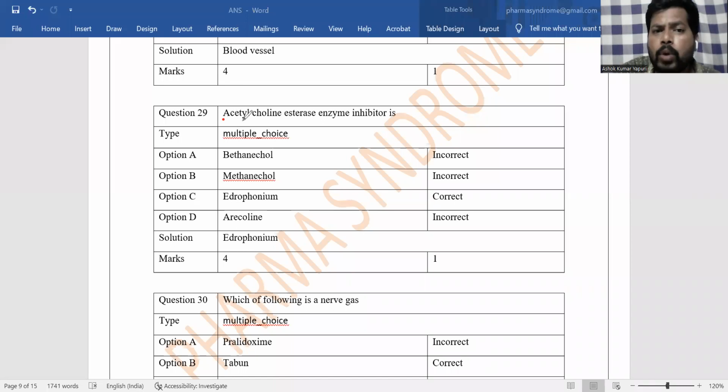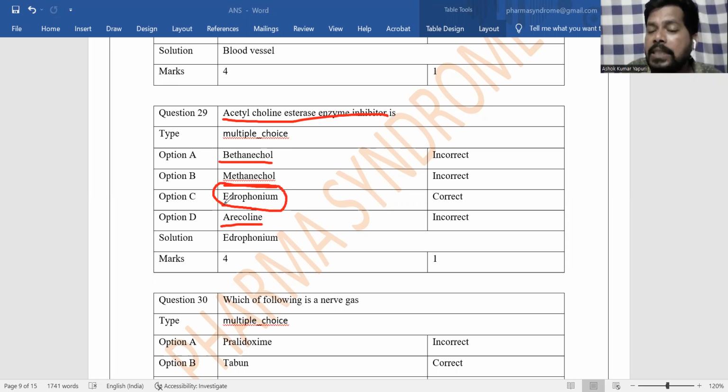Next: the acetylcholinesterase enzyme inhibitor is. Acetylcholinesterase enzyme breaks down acetylcholine into acetate and choline, so it is the enzyme for the metabolism of acetylcholine. Bethanechol is not an acetylcholinesterase inhibitor; bethanechol is a selective M3 muscarinic receptor agonist. Methacholine is a selective muscarinic type 2 receptor agonist. And arecoline is a cholinomimetic.